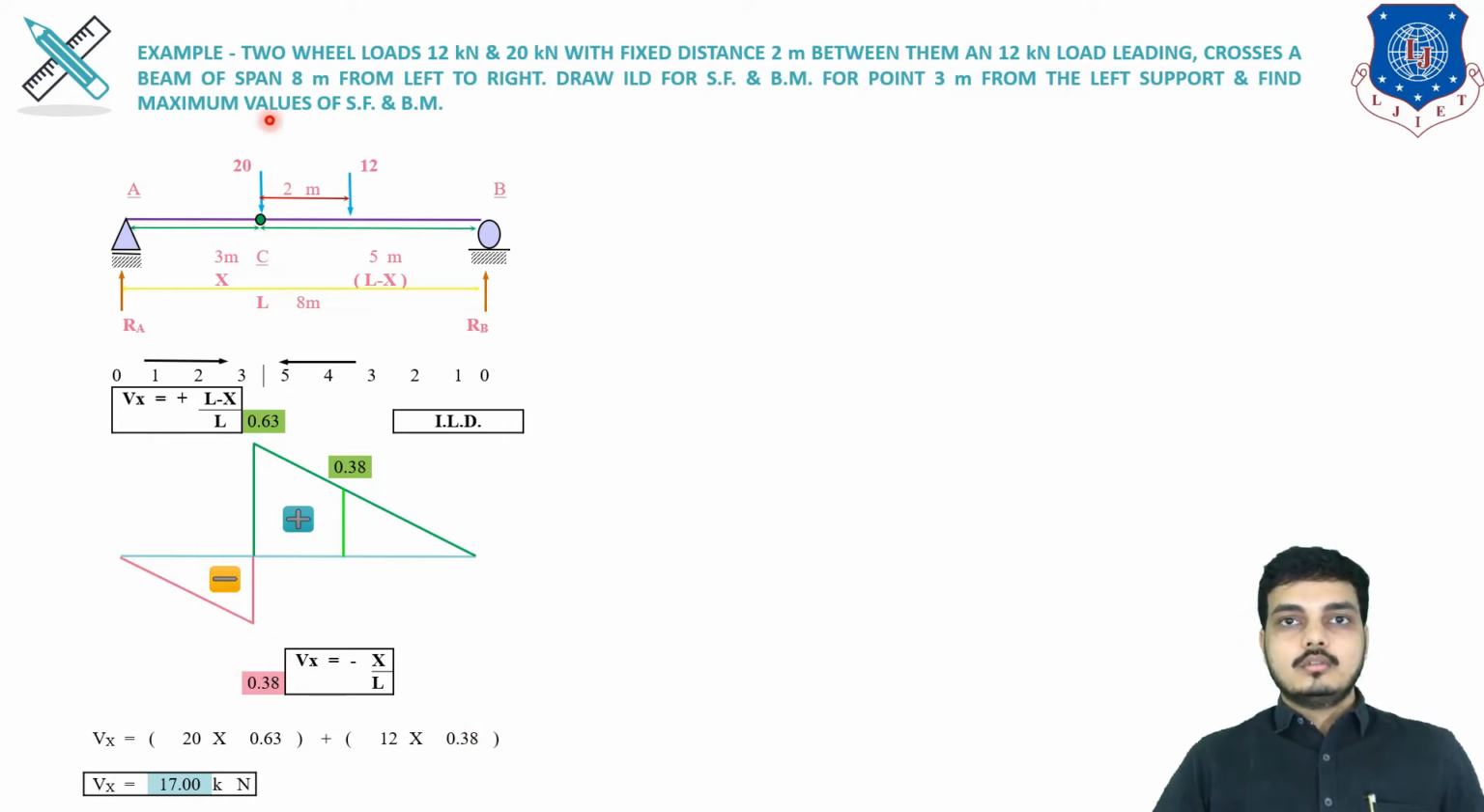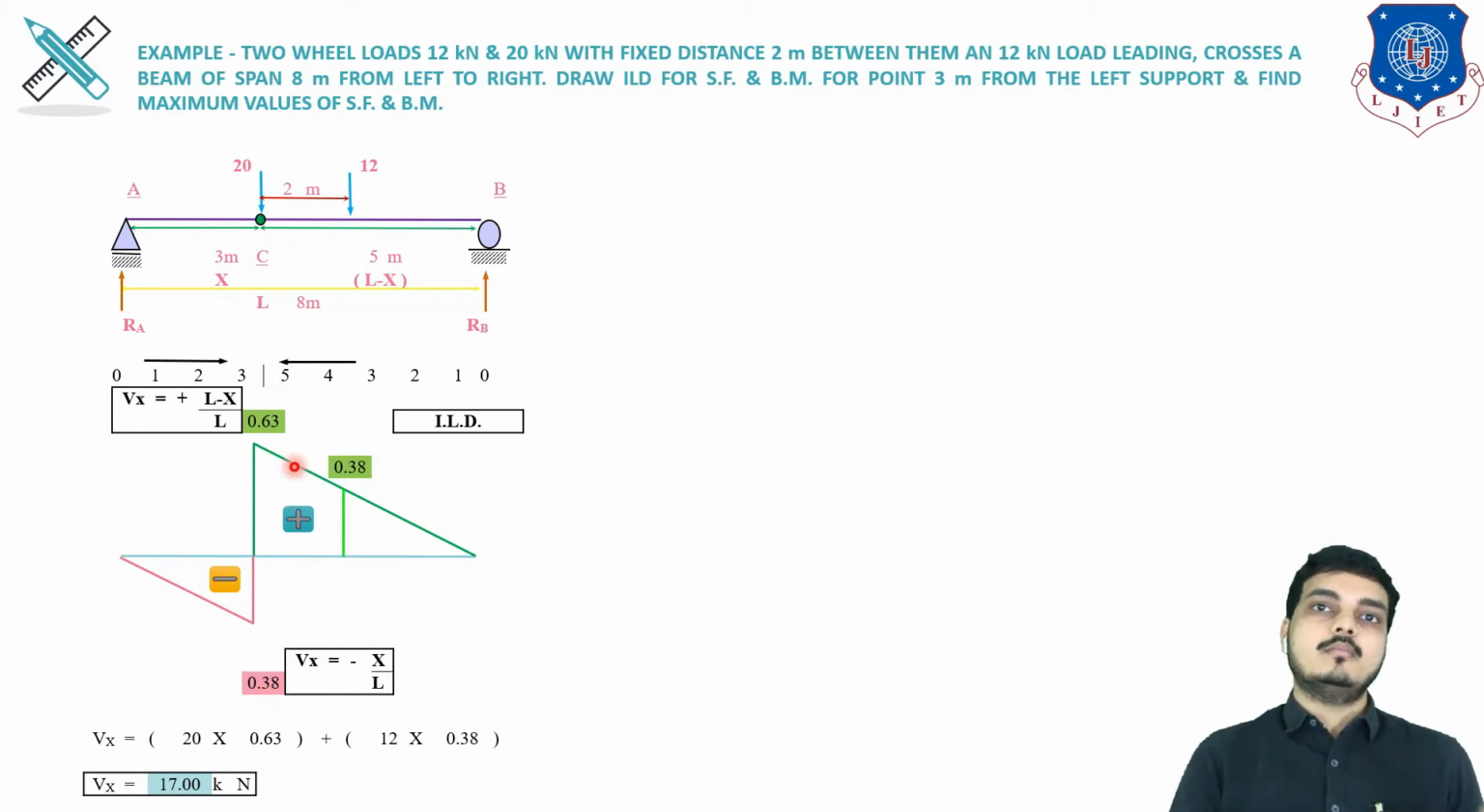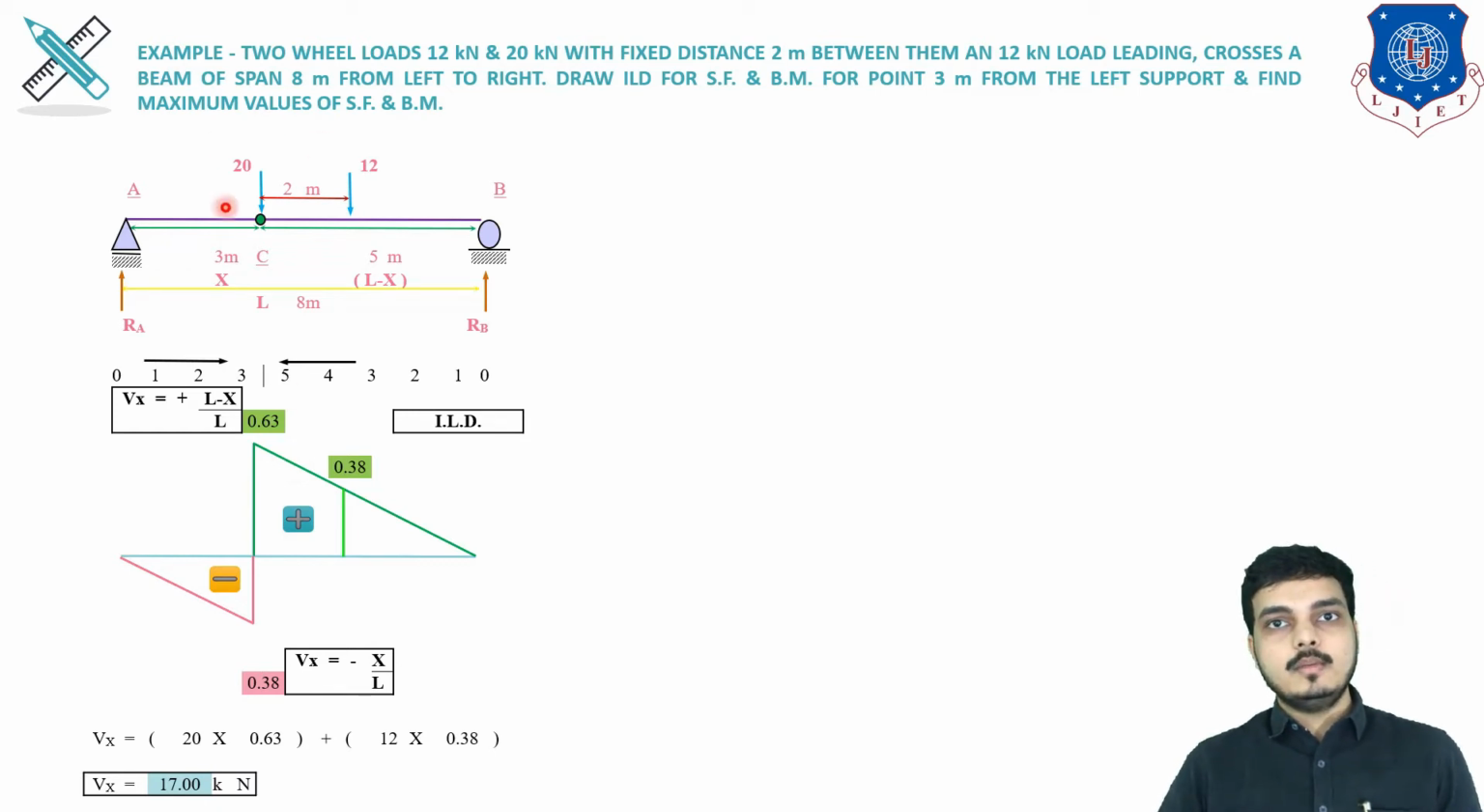So we can do it: we have to place this 12 kilonewton over here, and then this 20 will be moving backward by 2 meter, and for that we will be finding another ordinate. So you can see that this is at 0.38 and here there will be some other ordinate. This ordinate is lesser than this ordinate. Ultimately our maximum shear force value won't come from that. The maximum shear force value will only come while multiplying the maximum load with the maximum ordinate.